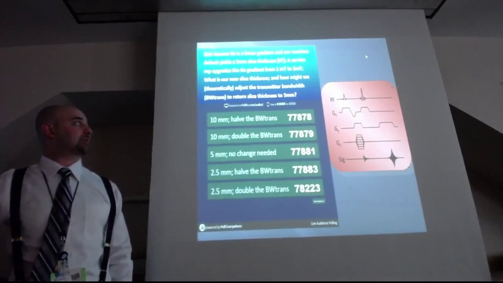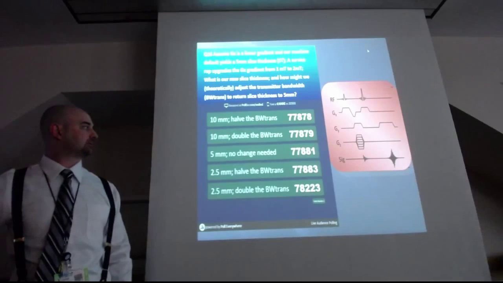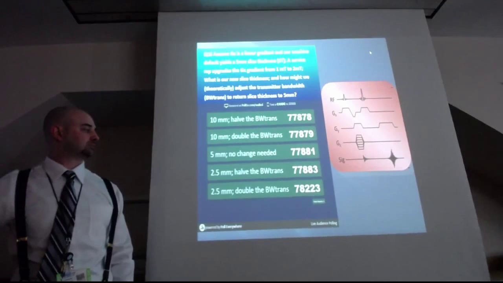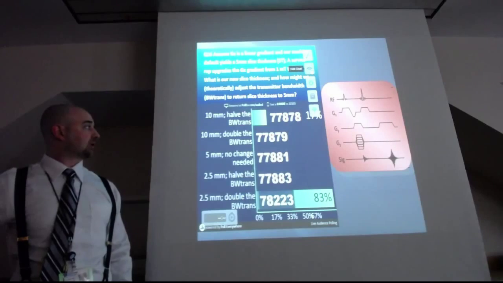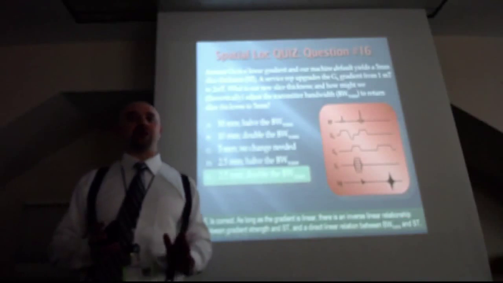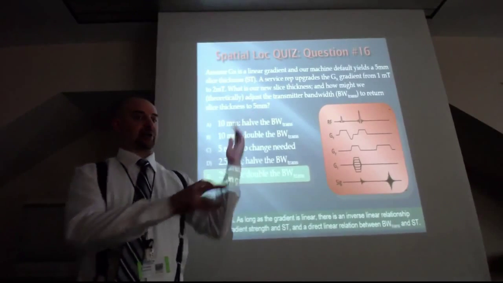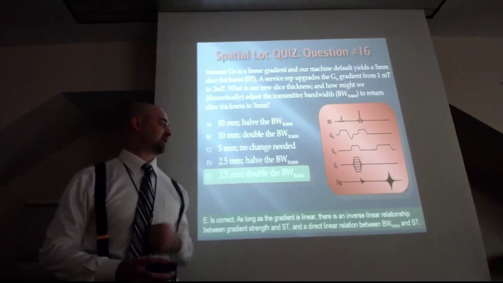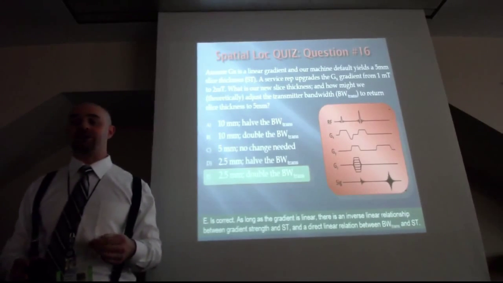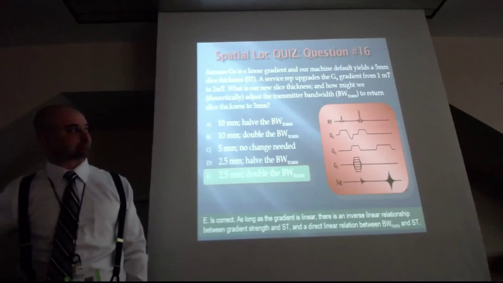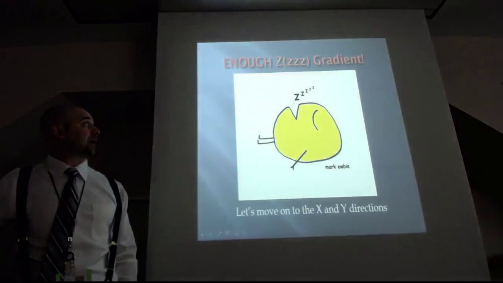So what happens if you double the gradient strength? And how do you fix it? Oh, good. Yes. Basically, everyone got it. Okay, so if you double the gradient strength, remember you're going to have a steeper gradient, so you're exciting fewer protons in your selected bandwidth. So the new slice thickness is going to be 2.5 millimeters. And the way to then make it back to 5 would be to double the number of frequencies that you're including. Good. Okay, enough about Z gradients.